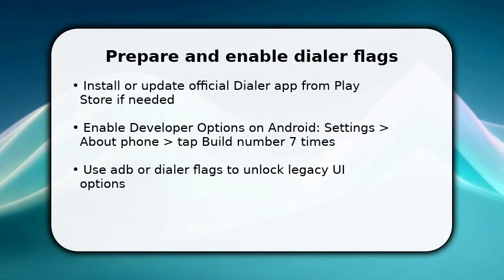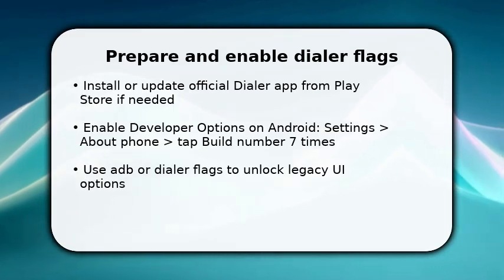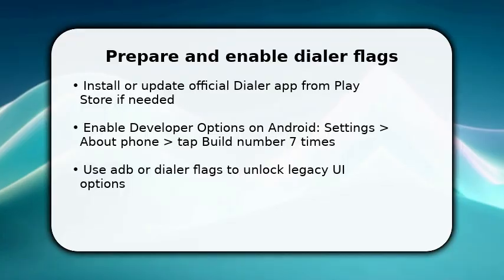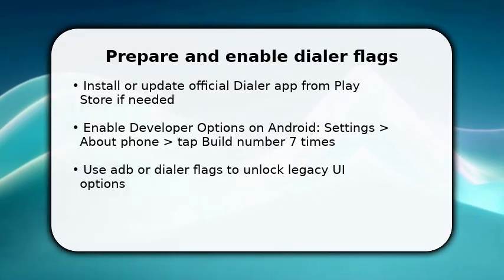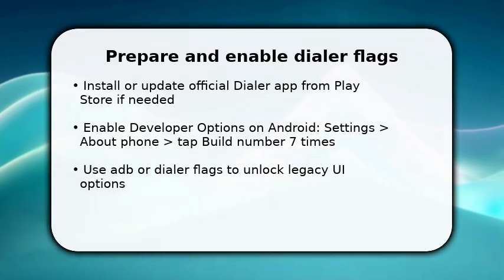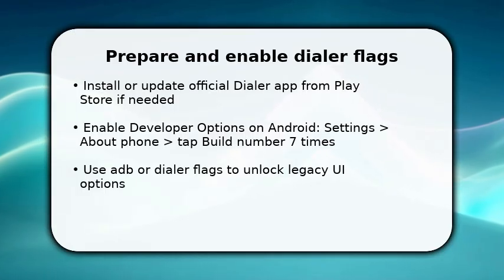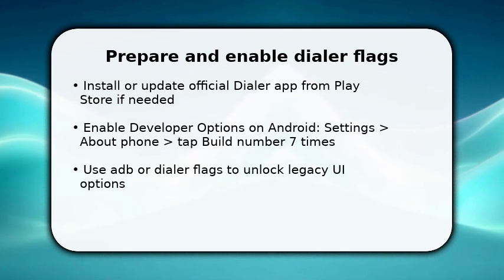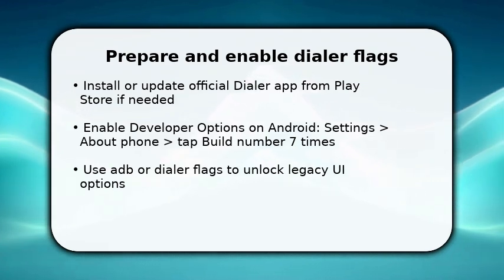Once done, connect the phone to your PC with USB debugging enabled and confirm ADB recognizes the device. Now run the specific ADB commands or open the dialer flags menu to surface hidden call UI controls. This is the first actionable switch to restore older behavior.